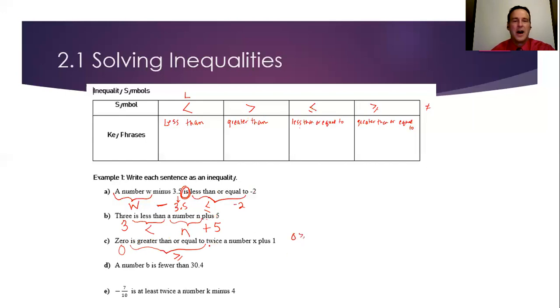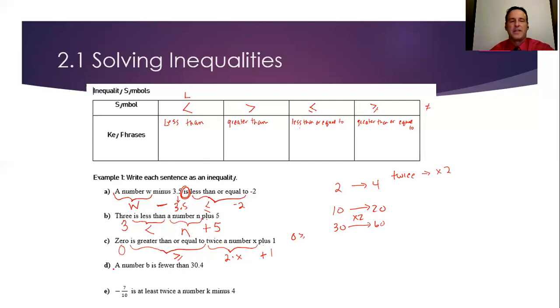0 is greater than or equal to twice a number x. Now, what does twice mean? If I said, what is twice 2, you get 4. If I said, what is twice 10, you would get 20. And what are we doing each time? We are multiplying by 2. We're doubling things. So twice means multiply by 2. 2x, and bring down your plus 1. So 0 is greater than or equal to 2x plus 1.